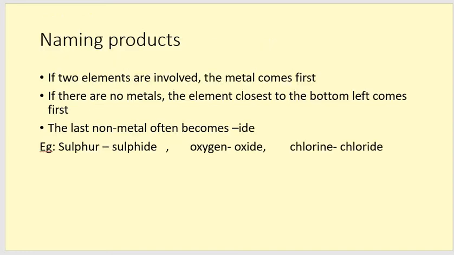Right, first objective, naming products. If you have got two elements involved, the metal comes first. You can check that with your periodic table. That's one of the things we did last week. If there are no metals, the element closest to the bottom left comes first. And the last non-metal often changes its name so that it ends in "ide." So sulfur becomes sulfide, oxygen becomes oxide, chlorine becomes, you got it, chloride.